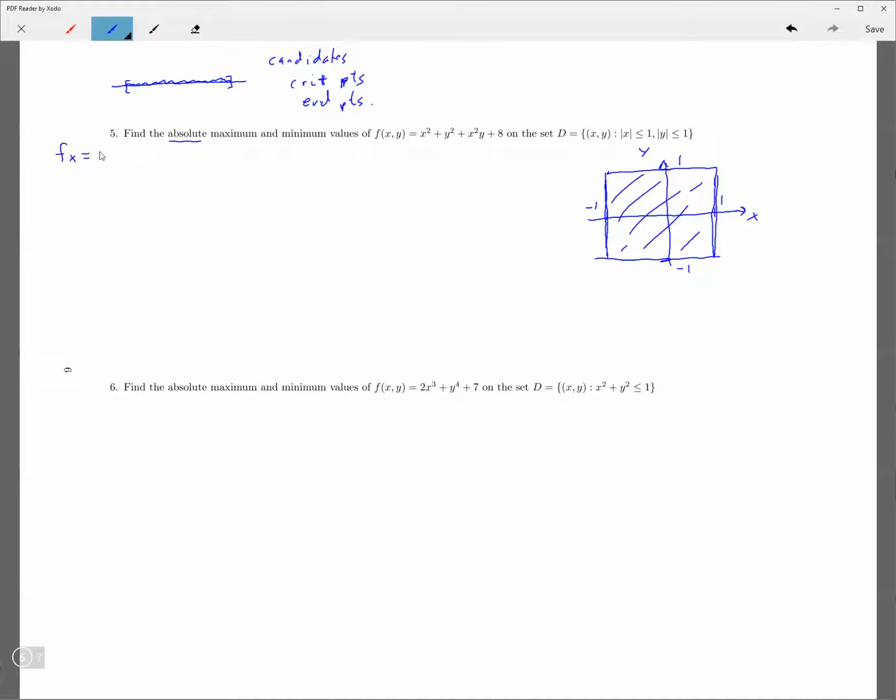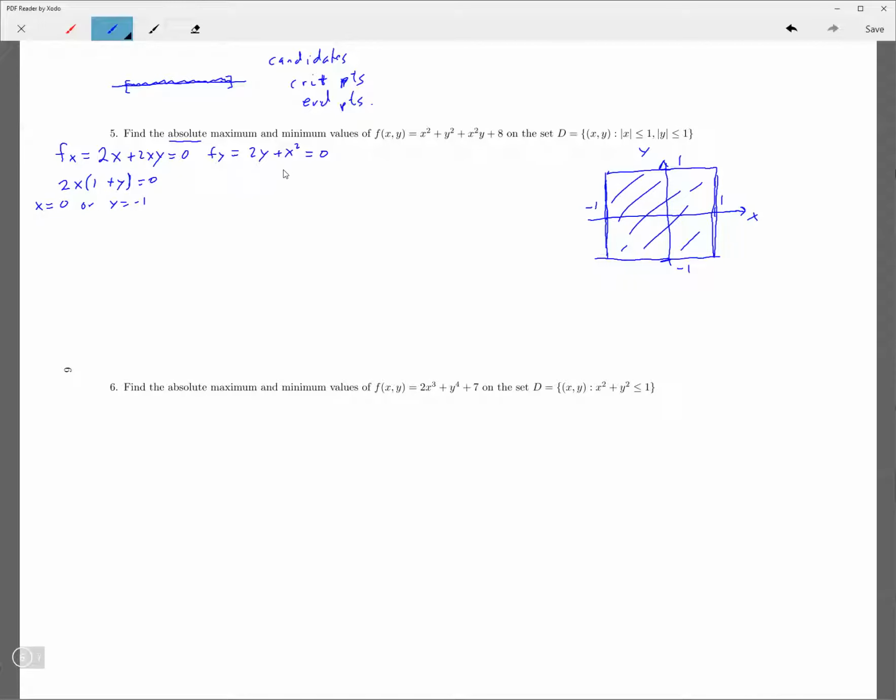So taking the partial with respect to x, we get 2x plus 2xy, and you're going to set that equal to 0. And then the partial with respect to y, we get 2y plus x squared, and set that equal to 0. Okay, so here we can factor 2x, and we get 1 plus y equals 0. So you either have x equals 0 or y is -1.